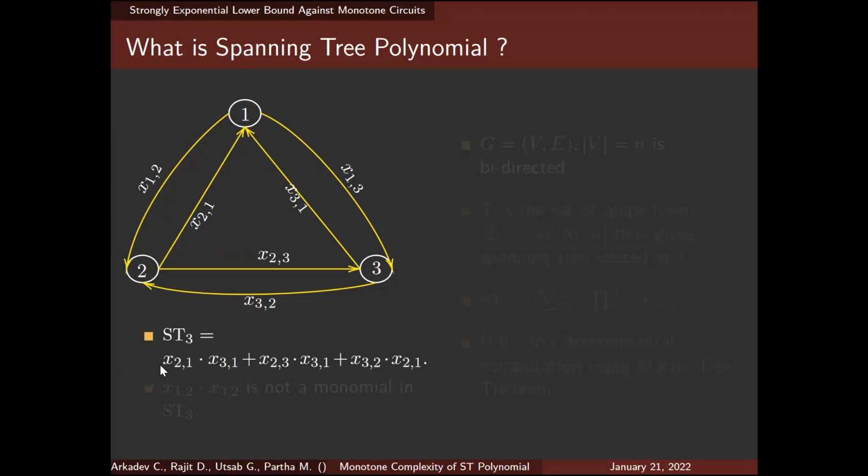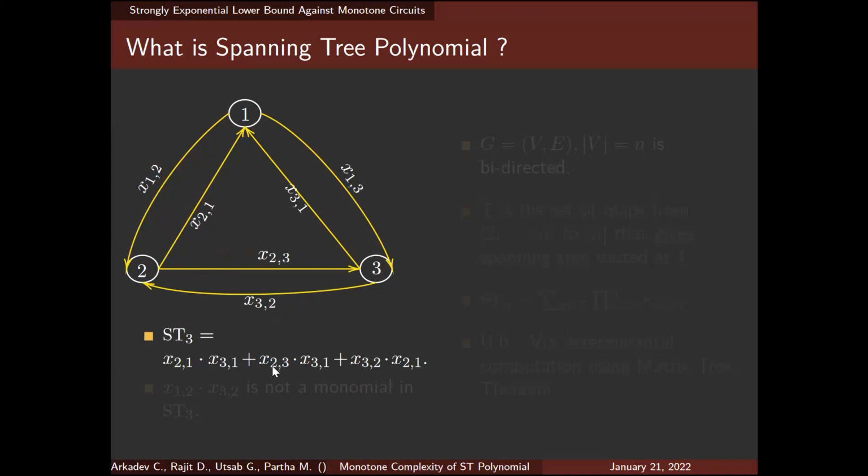But here, every monomial is representing a spanning tree which is explicitly rooted at one vertex. Let's see how. Consider this monomial x21 times x31. The spanning tree it is representing is the following spanning tree. 2 goes to 1 and 3 goes to 1. So this is rooted at vertex 1.